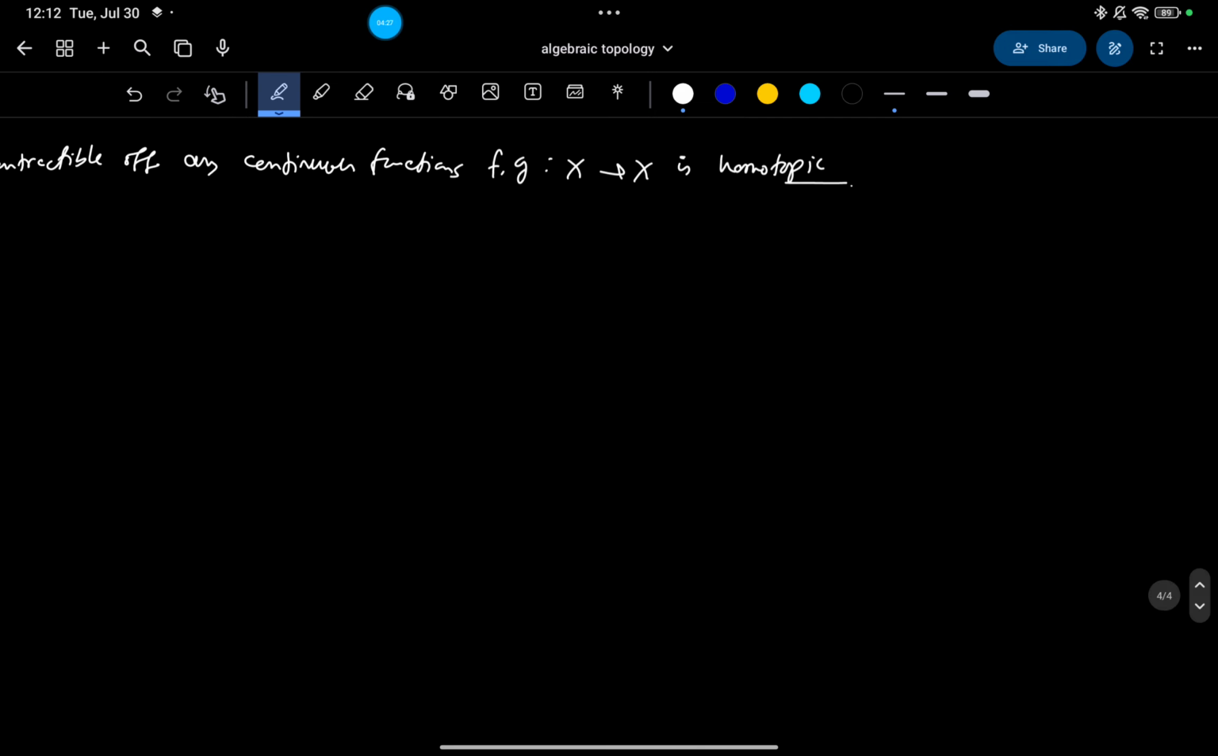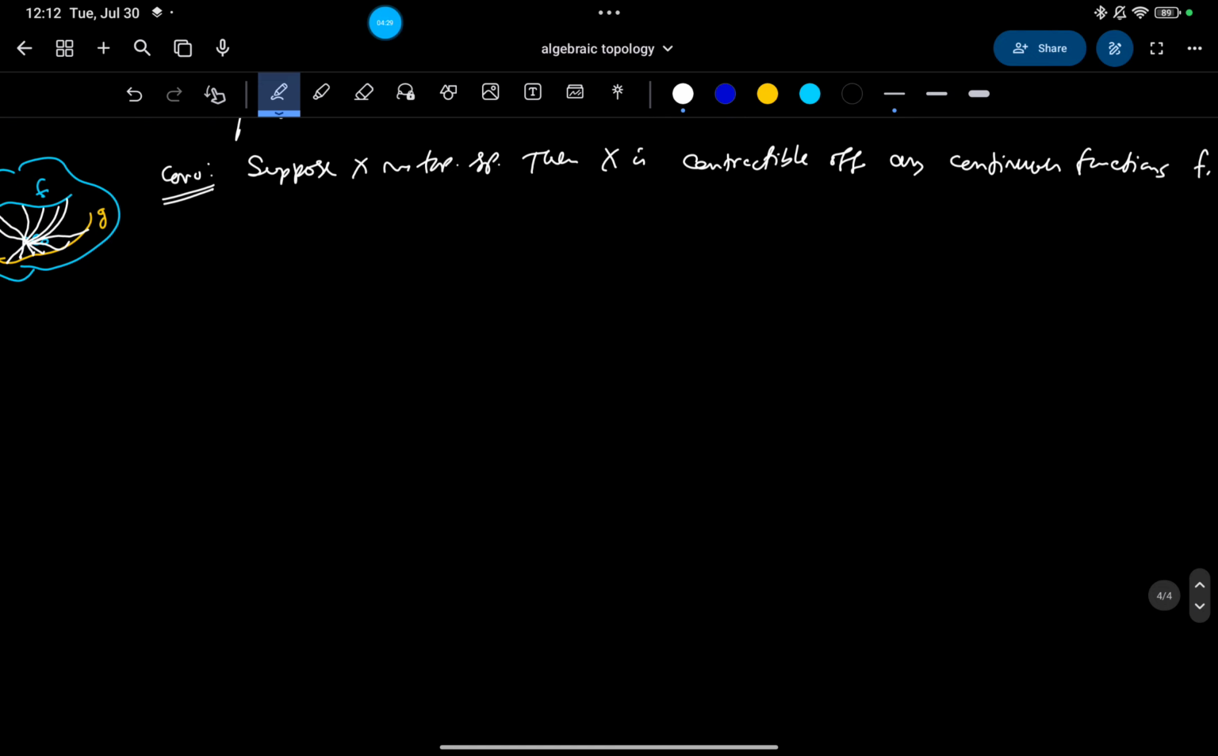Right? So the justification is always easier. Like one side is very clear. In fact, suppose we take the identity map of X and a constant map x naught, then both will be homotopic. So that will imply that X is contractible. But what about the converse one? In fact, this is the converse statement.